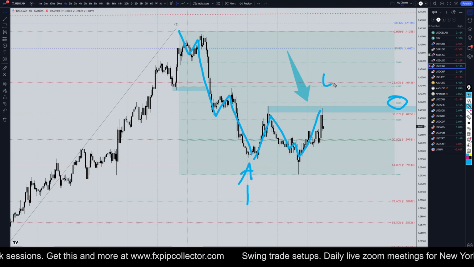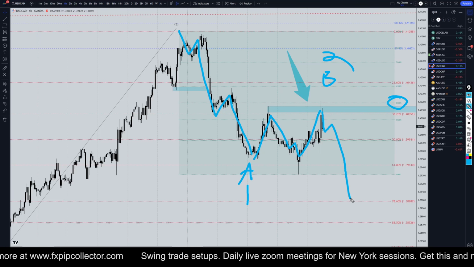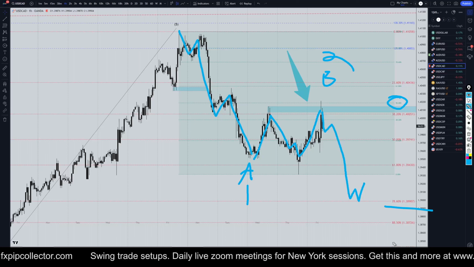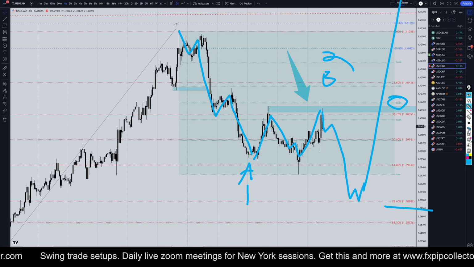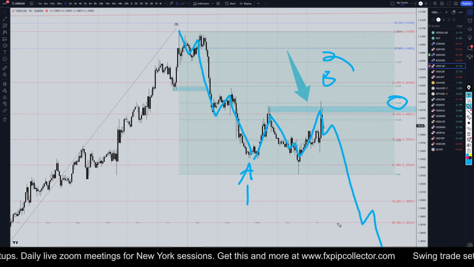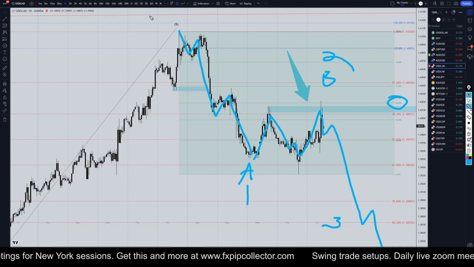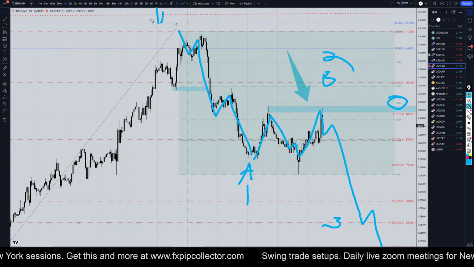Kind of seems like this is a B or a 2, which means that it's likely this is going to go down for either a C, which would probably go down to a fib level and then bounce back up, or it's going to be a wave 3, which would just keep on making lower lows, lower highs, all part of potentially that big turn to the downside that we've been waiting for on the much higher time frames.